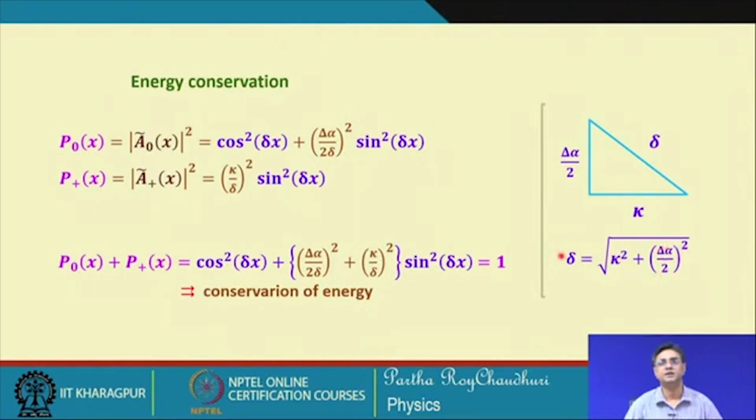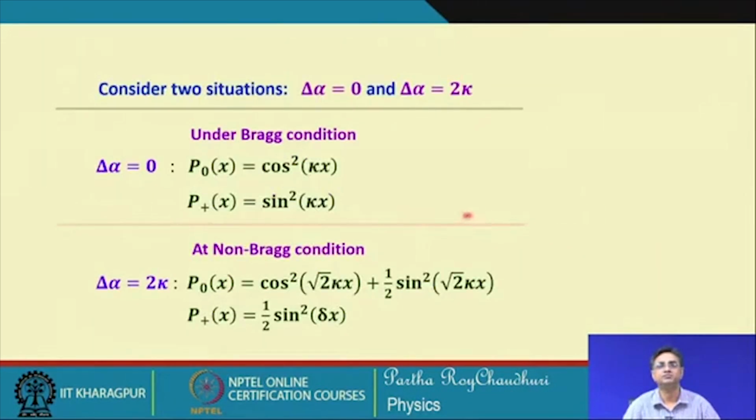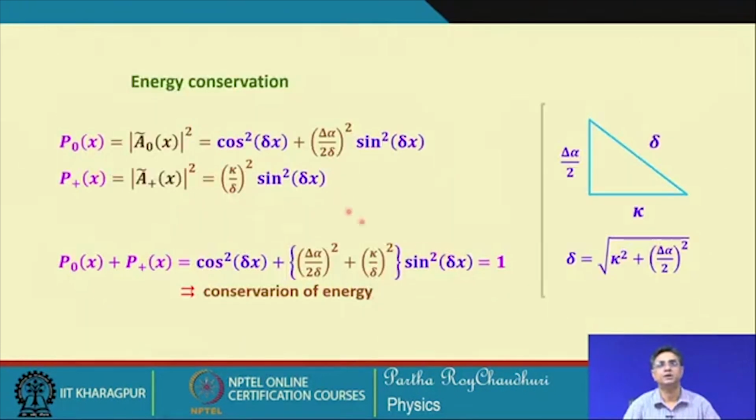In that case, delta and kappa will be equal. That is, in that case, the power transfer will be complete. So, you can see from here that when delta alpha equals 0, if you put it into this equation, this becomes 0, and kappa and delta become equal. So, kappa equals delta. So, this is equal to 1.